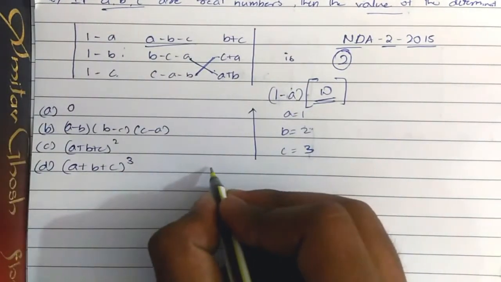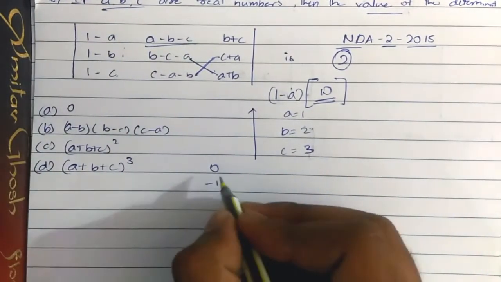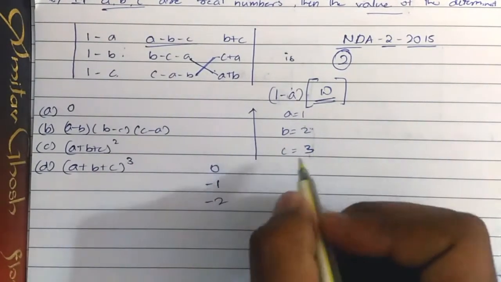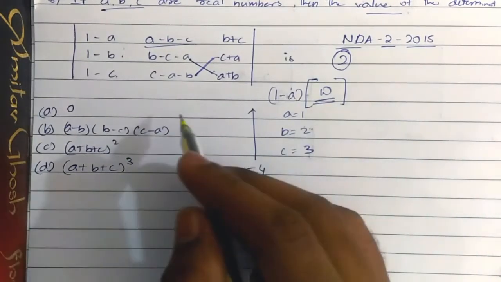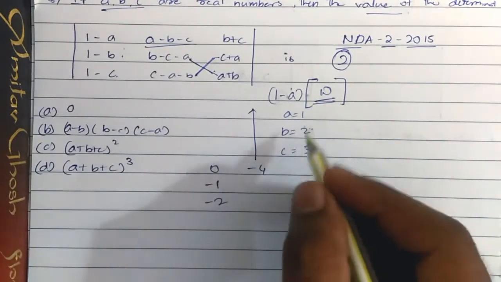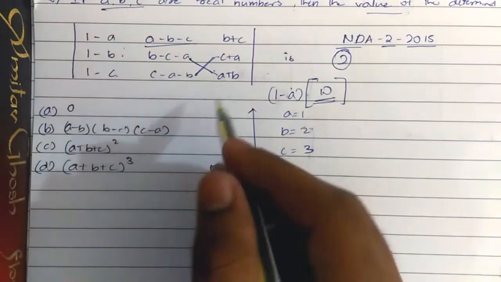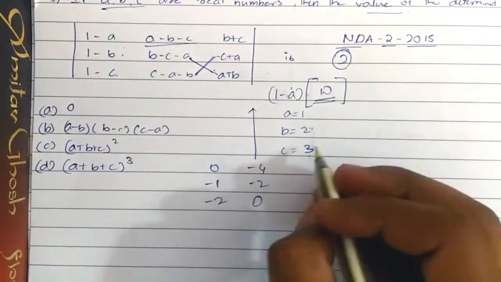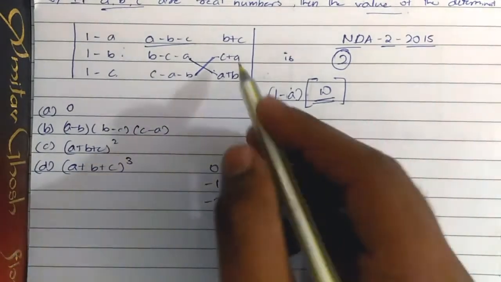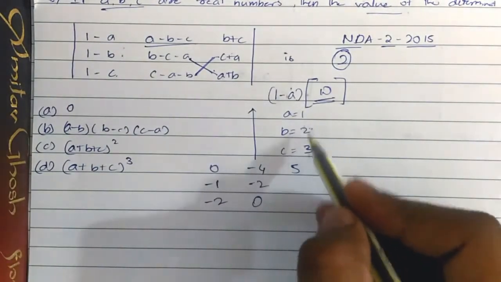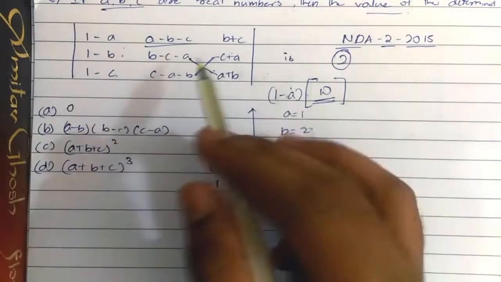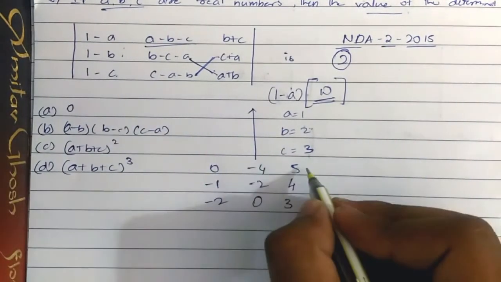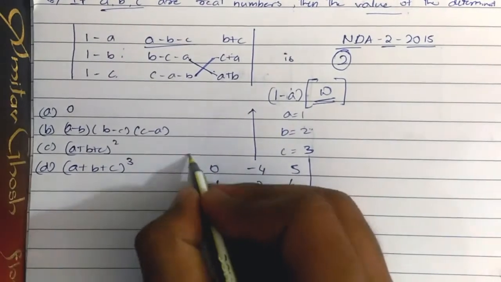So 1 minus a, 1 minus 1 is 0, 1 minus b, 1 minus 2 is minus 1, 1 minus c, 1 minus 3 is minus 2. A minus b minus c, 1 minus 2 minus 3, it's minus 4. B minus c minus a, 2 minus 3 minus 1, so it's minus 2. And c minus a minus b, c is 3, 3 minus 2 minus 1 is 0. And this side, b plus c, 2 plus 3 is 5. C plus a is 3 plus 1, 4. And a plus b is 1 plus 2, 3. So now it will be very easy for us to solve this matrix, okay?